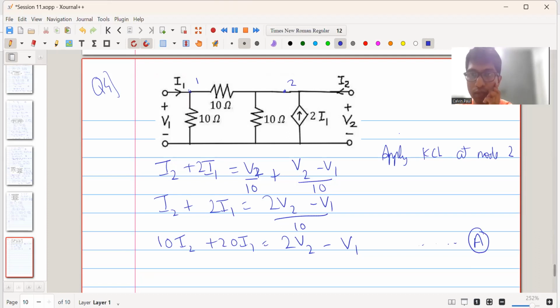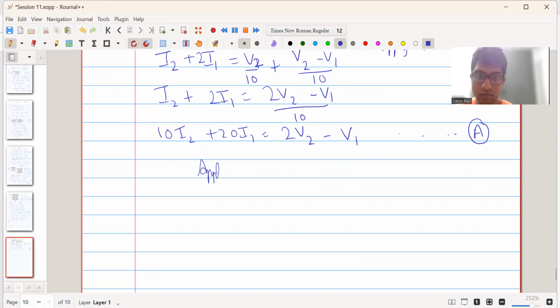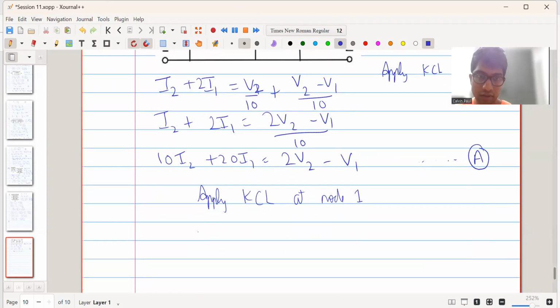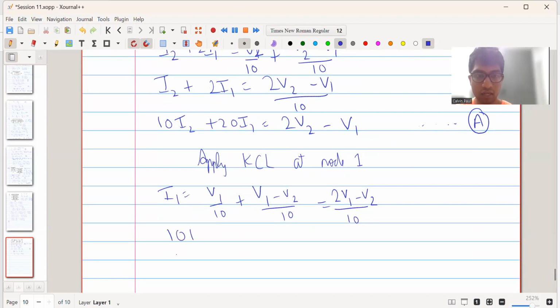Now we will apply KCL at node 1. What will we get? I1 is the current flowing in. I1 is equal to V1 upon 10 flowing out plus V1 minus V2 upon 10. That is (2V1 minus V2) upon 10. So we get 10 into I1 is equal to 2V1 minus V2. This is equation B. Okay. So now we have applied KCL at both the input node and the output node, and we have gotten two equations.